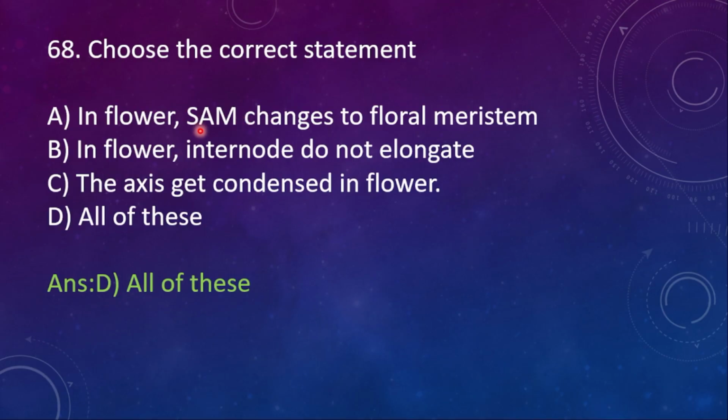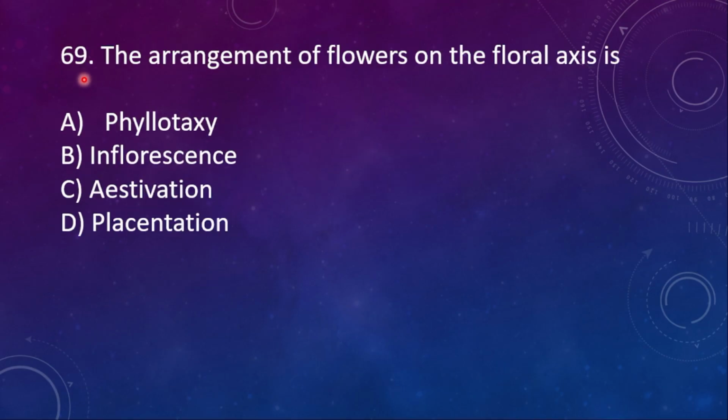Yes, shoot, apical meristem. Good. 69. The arrangement of flowers on the floral axis is called: A. Phyllotaxy, B. Inflorescence, C. Aestivation, D. Placentation. It is called as what? Inflorescence.